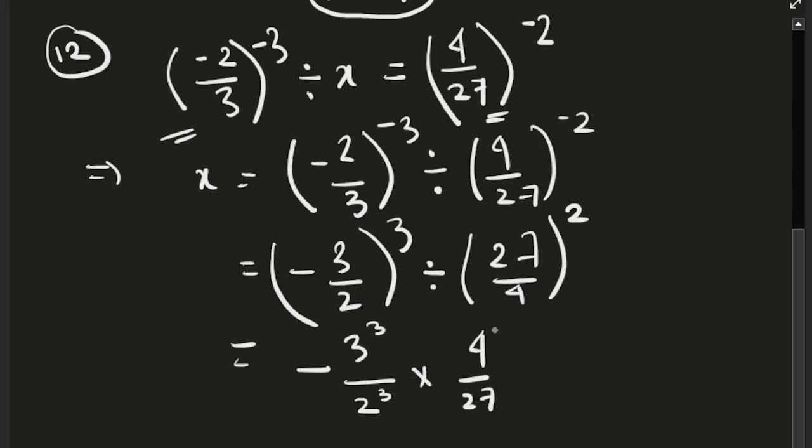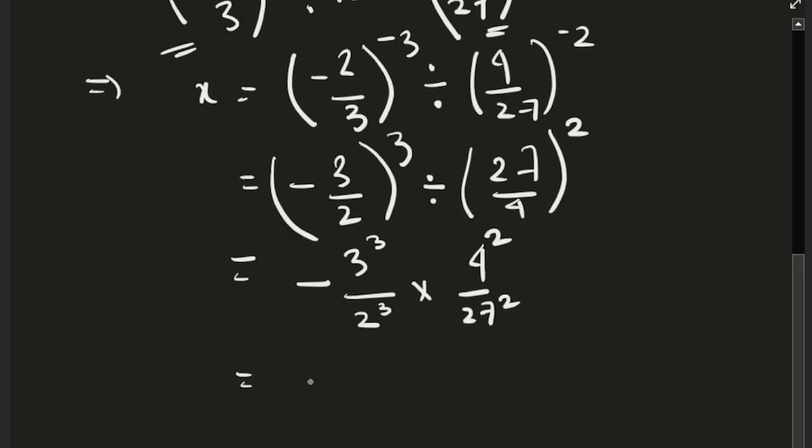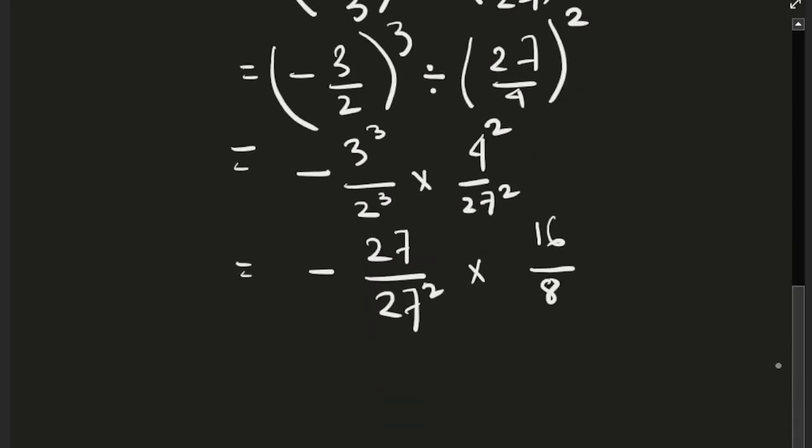And to the power 2 means 2 on the top and 2 on the bottom. So the answer will be minus 3 cube, meaning 27, by 27 square, multiplied by 4 square, meaning 16, divided by 2 cube, meaning 8. So 8 to the 16 and 27 square. In the denominator, two 27s are there, so one 27 we can cancel out, and 1 will remain. The answer will be minus 2 by 27. This is the answer.